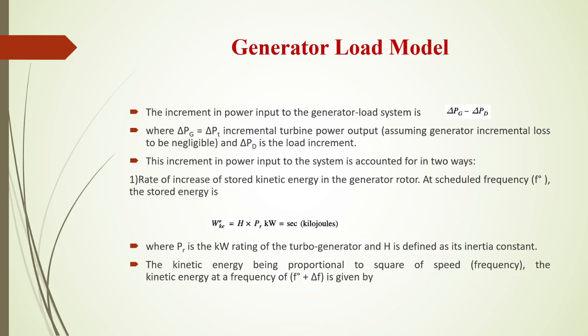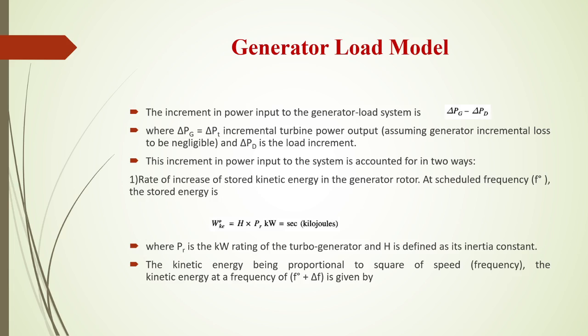The increment in power input to the generator load system is given as delta PG minus delta PD. Delta PG is the incremental turbine power output, and delta PD is the load increment. This increment in power input to the system is accounted for in two ways. The first is the rate of increase of stored kinetic energy in the generator rotor. At some scheduled frequency F0, the kinetic energy is given as WKE0 equal to H into PR kilowatt-seconds, where PR is the kilowatt rating of the turbo generator and H is defined as the inertia constant.